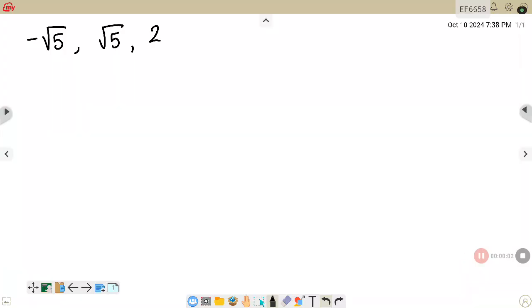In this video, we're going to be doing more of the same. We are given the zeros of a function, and we're asked to find the polynomial function that they came from. So here our given zeros are negative square root of 5, positive square root of 5, and 2. So let's turn these into the factors that they came from.